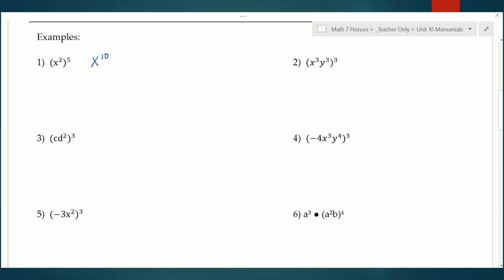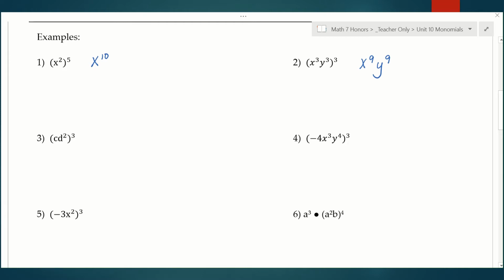Number 2 over here, again, my coefficient is 1, so 1 to the third power is just 1. So I'm going to do x times y, to the third power. So that would give me, if I multiply, x to the ninth and y to the ninth.